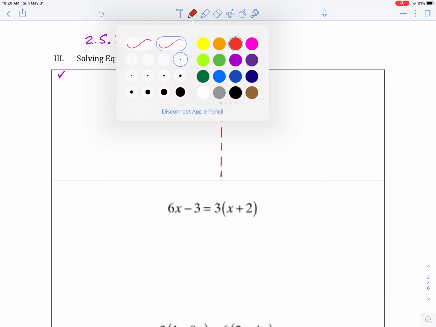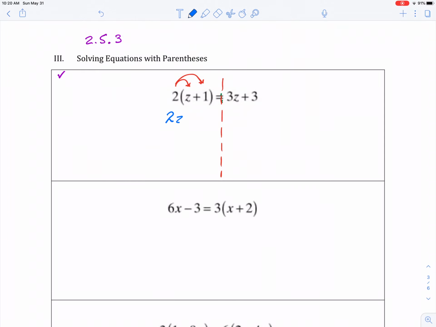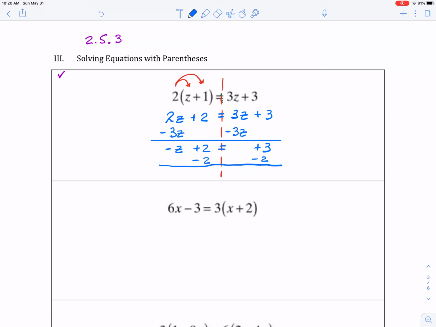So I'm going to distribute over that parentheses, 2z plus 2. Keep the equals mark where it is, along that straight line, and then just copy down the right-hand side because there's no work yet to do over there. Subtracting 3z from both sides in order to get the variable terms together. And then subtracting 2 from both sides in order to get the constant terms together.